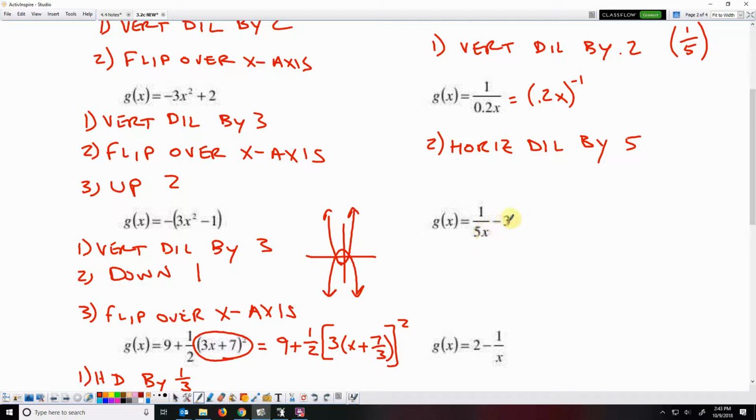Okay, here I've got two things happening. First, inside the function is a 5, and I'm multiplying. So that is a horizontal dilation by the reciprocal of 5, 1/5. And then, outside the function, it shifts down 3.